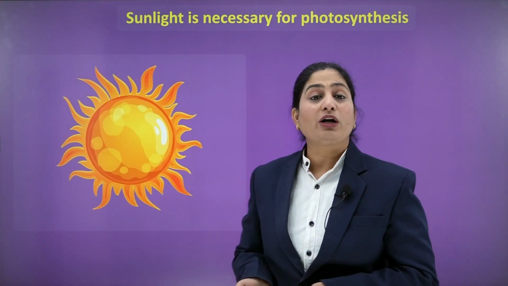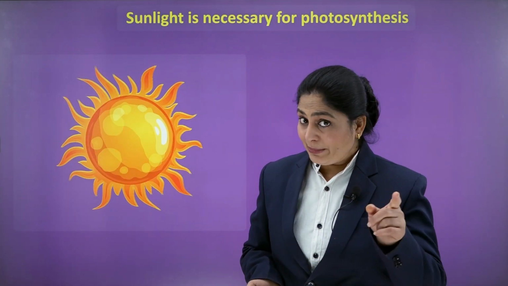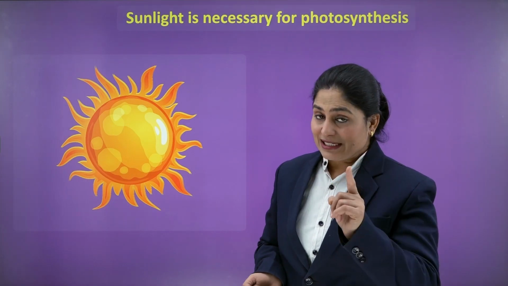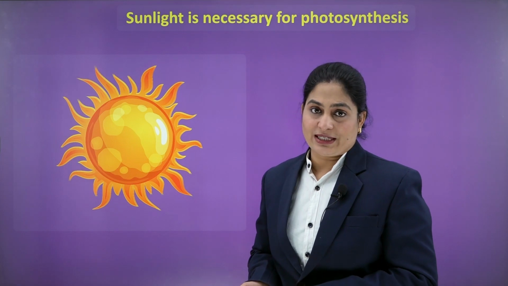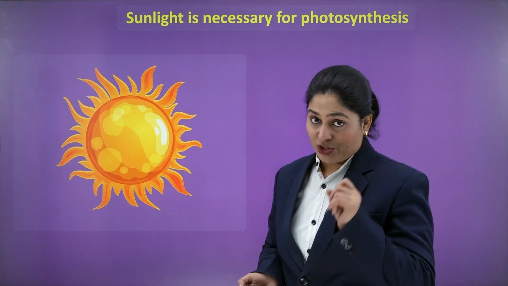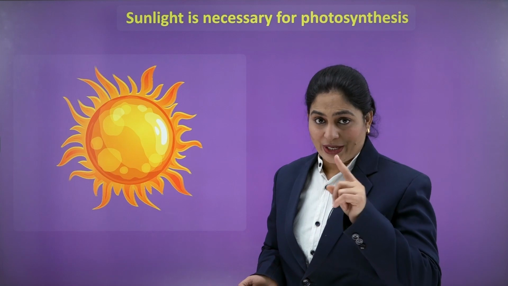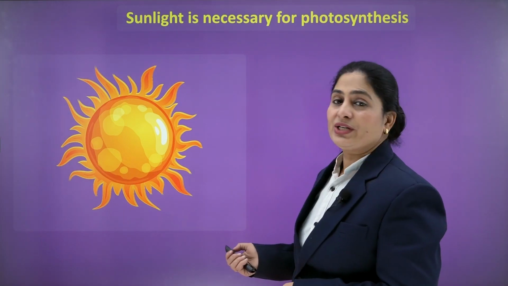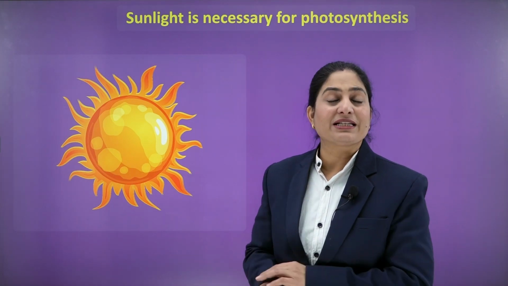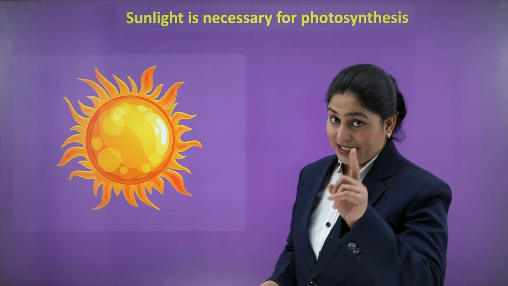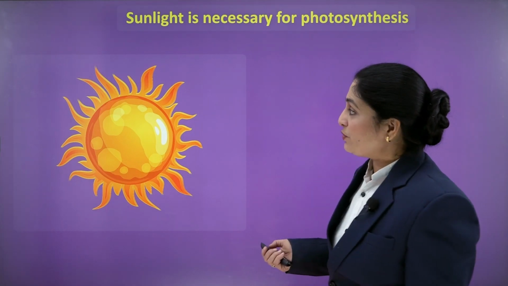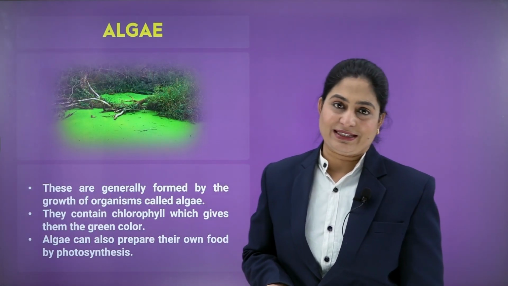Here you can see different leaves show different changes in color if they are not placed in sunlight. So ultimately we can say that sunlight is very necessary for photosynthesis. Otherwise the starch, the glucose, or the food will not be prepared by the plant. It means photosynthesis doesn't take place. So the activity very well explains that sunlight is very important for photosynthesis.